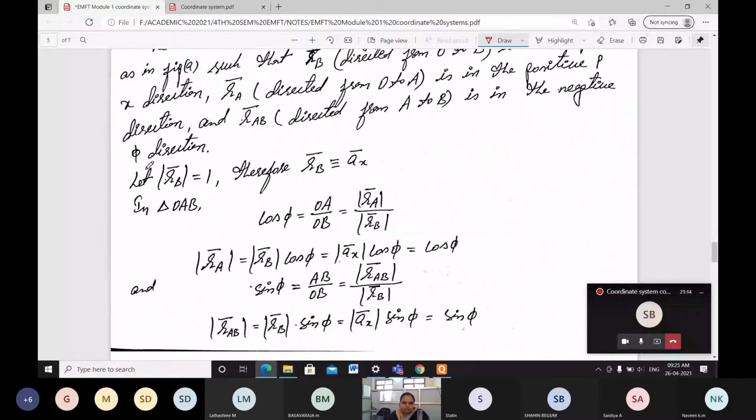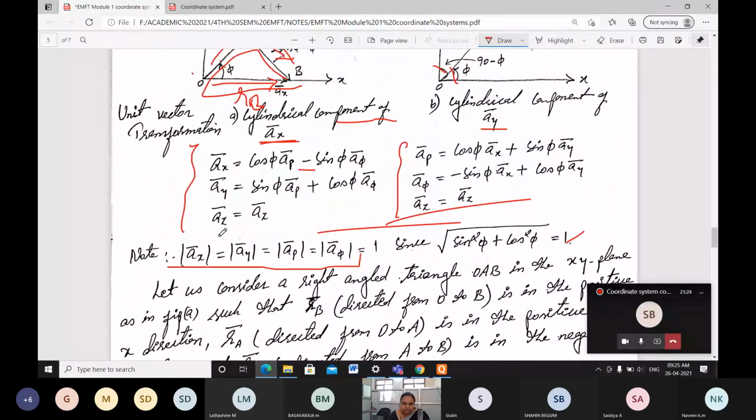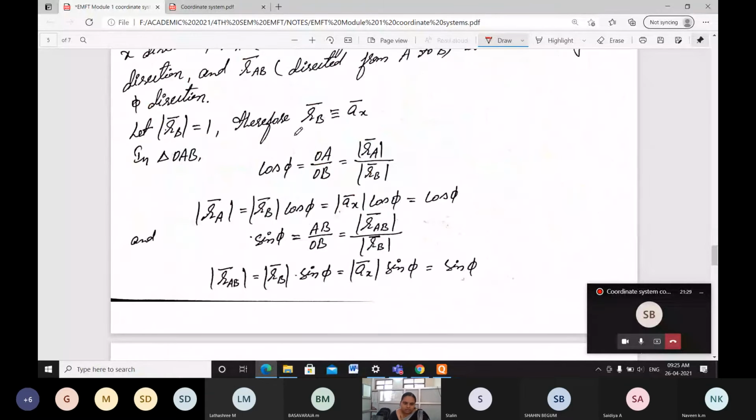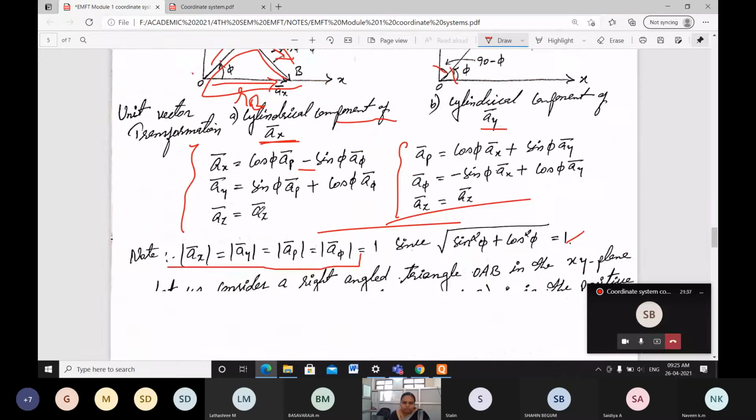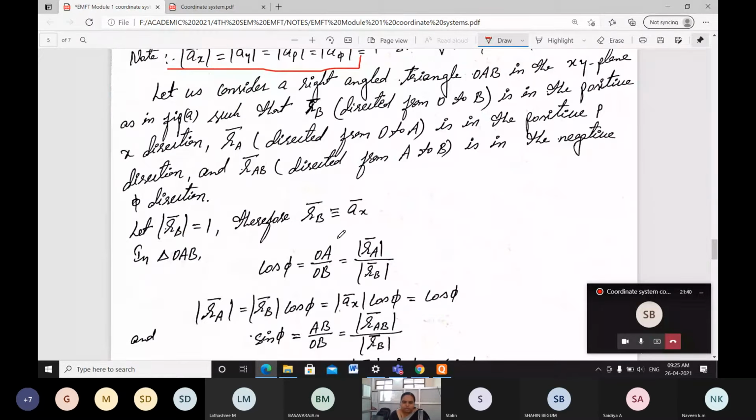Let the magnitude of RB be 1. Therefore, RB is nearly equal to AX, because both magnitudes are going to be equal to 1. For that reason, based on that, we can write that in the triangle OAB, cos phi is OA divided by OB. Then RA divided by RB I can write in terms of magnitude.